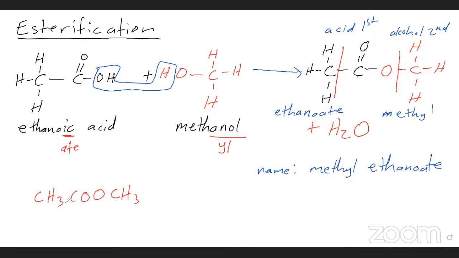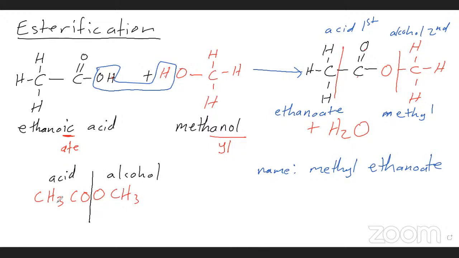How do you move from condensed to this plane? You're going to draw a line between the two oxygens. Draw a line between the two oxygens. Remember, the acid comes first in the structure, and the alcohol comes second. So over here is the acid, over here is the alcohol.